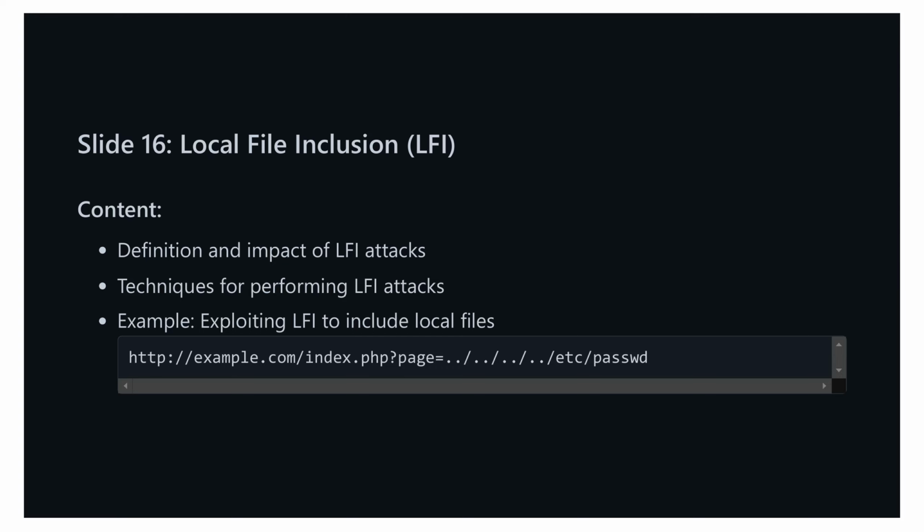In an LFI attack, an attacker manipulates the parameters of a web application to include arbitrary files. For instance, they might alter the input to a PHP script from something benign like page=home to something malicious like page=../../../etc/passwd. This specific example tries to read the contents of the /etc/passwd file on a Unix-based system, which contains user account information.